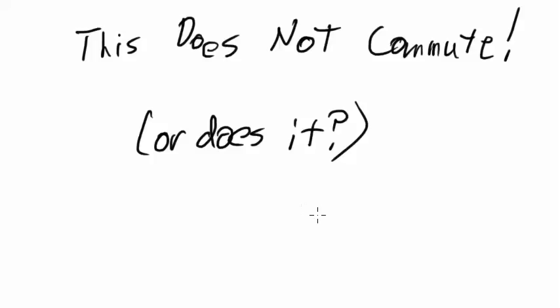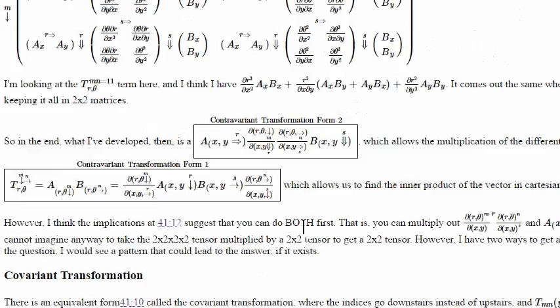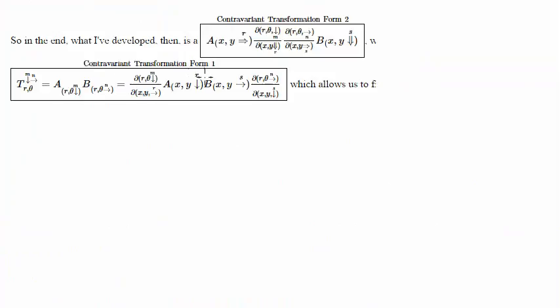This does not commute, or does it? What I'm looking at is two different forms of a contravariant transformation of a tensor. Contravariant transformation form 1 just involves multiplication of three 2 by 2 matrices. Contravariant form 2 involves a 2 by 1, then a 2 by 2, times a 1 by 2. I guess I should call this a 1 by 2 and this a 2 by 1.